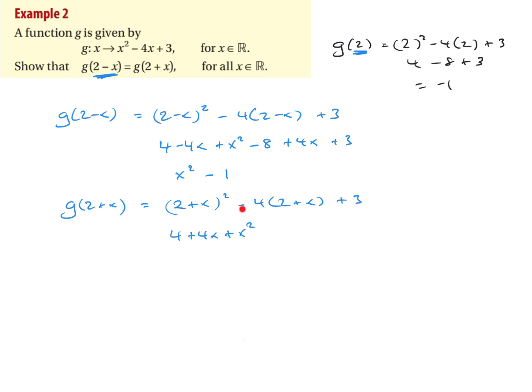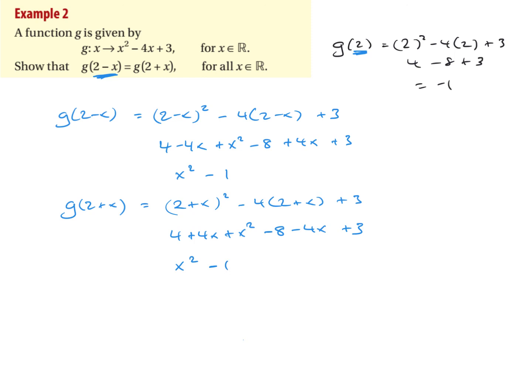Again, we multiply this bracket: we get minus 4 times 2 and minus 4 times x. So that's going to be minus 8, and minus 4x plus 3. Then we collect everything together like we did before. So we've got x squared. Hopefully you can see again that this 4x is a positive and this is a negative 4x, so they disappear. Then we're just left with the numbers: 4 plus 3 minus 8. 4 plus 3 is 7, and 7 minus 8 is minus 1.